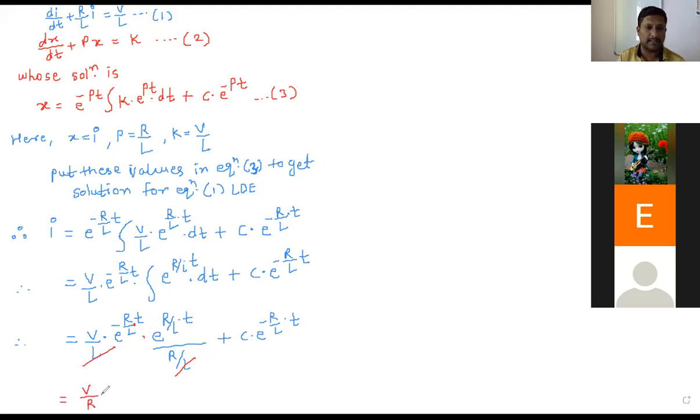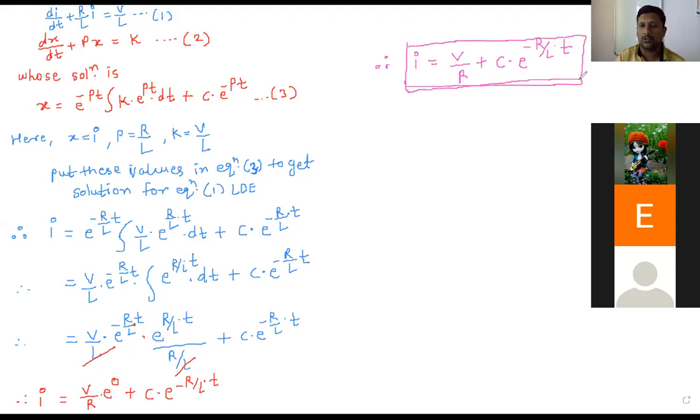1. V by R as it is. E raised to 0 येणार ना? E raised to 0. So e raised to 0 I will write plus C into e raised to minus R by L into t. So this is what I. Now what is e raised to 0? 1. E raised to 0 is 1. So I is equal to V by R plus C into e raised to minus R by L into t. So this is my expression here.